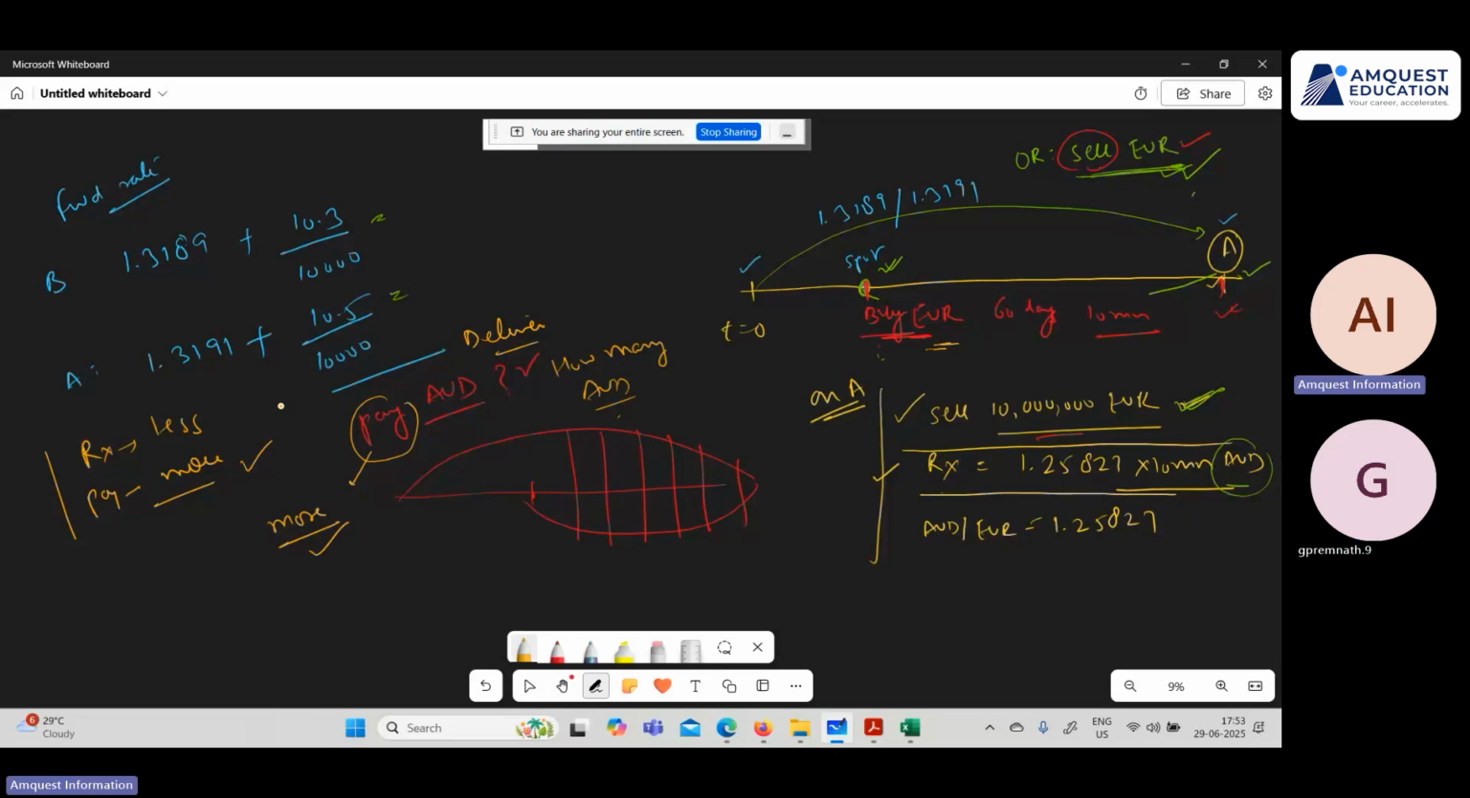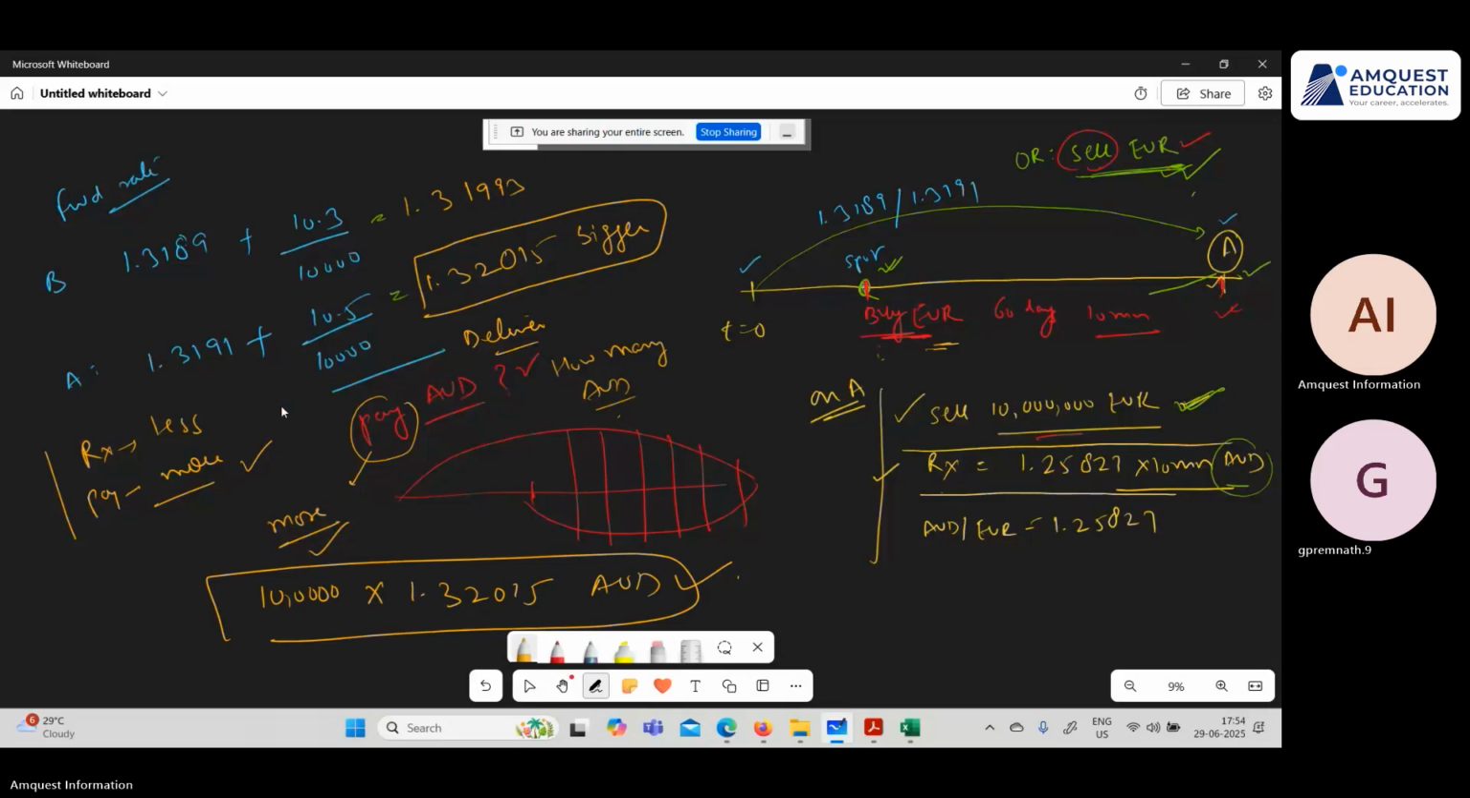Clear. Now the last bit is just to calculate these numbers. These numbers turn out to be 1.3199 for this one, and 1.2015 for this one. So you can imagine this number is a bigger number. So all you need to do is 10 million multiplied by 1.32015 AUD is what you're going to give.